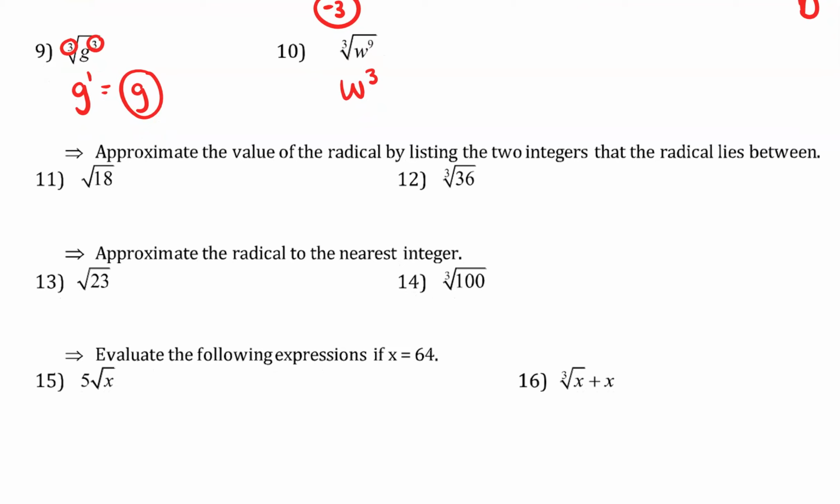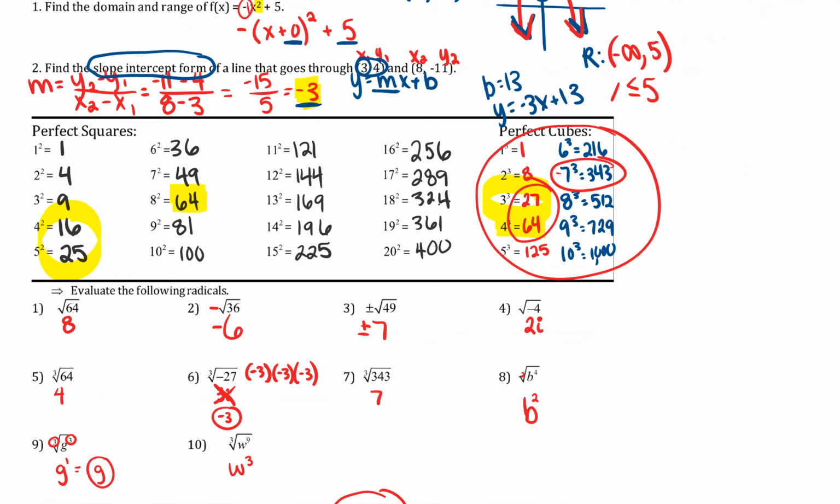Approximate the value of the radical by listing the 2 integers that it lies between. Integer means whole number, so we're trying to find the 2 whole numbers that are closest to root 18. The way I do this is I think of my perfect squares. So this list over here, think of all my perfect squares and think about the ones that are closest to 18. You can see here that those 2 are closest to 18.